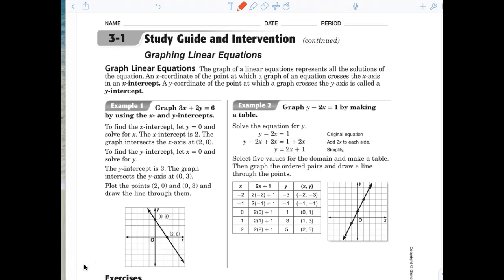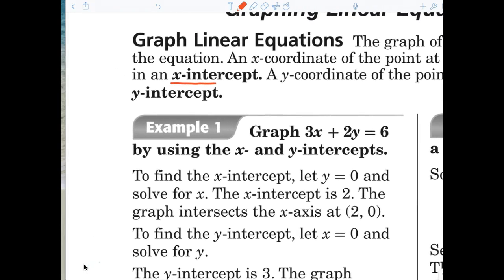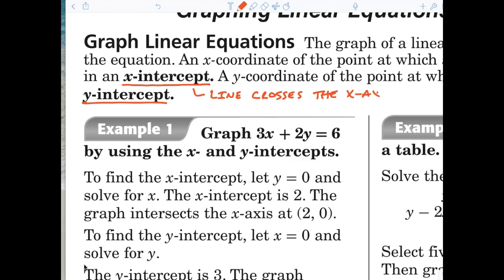And the 2 words that you're going to come up against a lot are what's referred to as the x-intercept and the y-intercept. The x-intercept is where the line crosses, guess what? Crosses the x-axis. Everybody happy with that? And what do you think the y-intercept is? Where the line crosses the what? The y-axis.